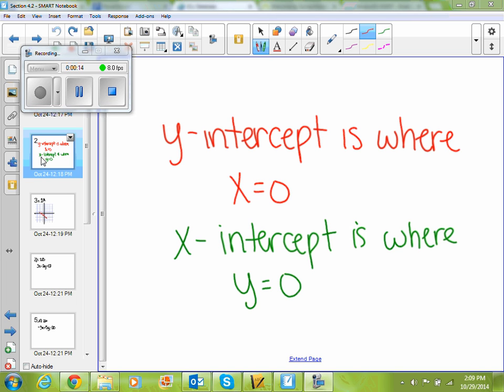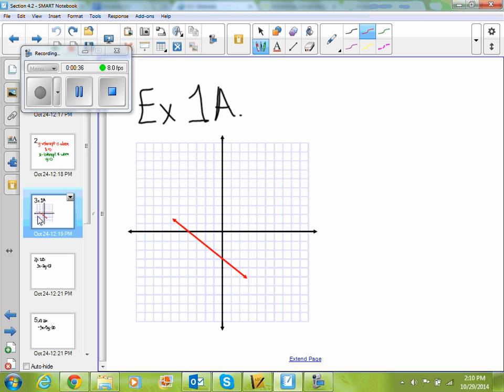The thing we need to know about our y-intercept is that at our y-intercept, x is always equal to 0. And at our x-intercept, the opposite is true. y is always equal to 0. So whenever you're finding your intercept, you set the opposite equal to 0: x is 0 for the y-intercept, and y is 0 for the x-intercept. It's pretty easy to identify intercepts based off of your graph.